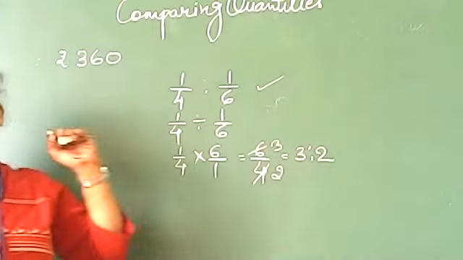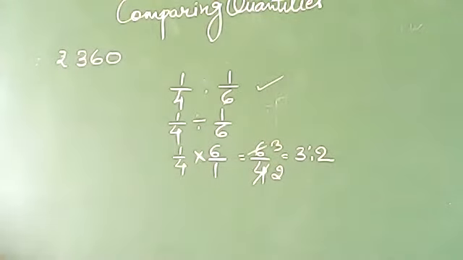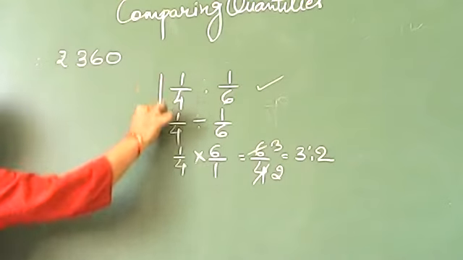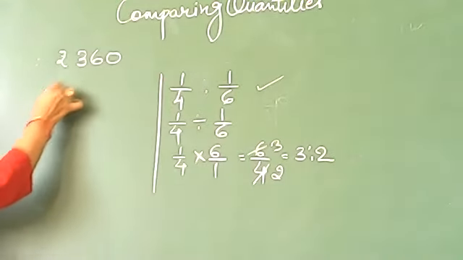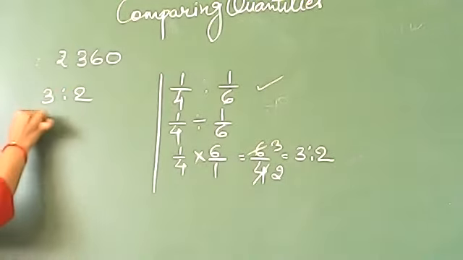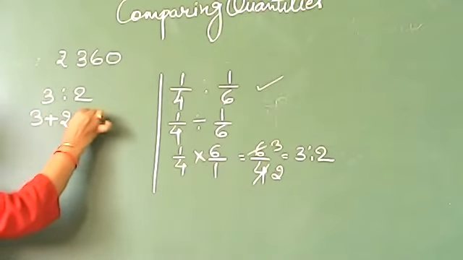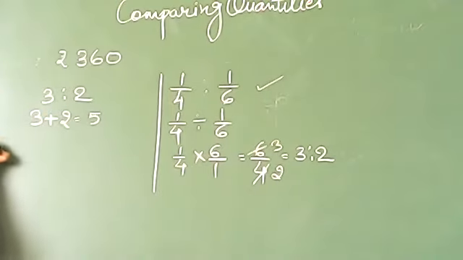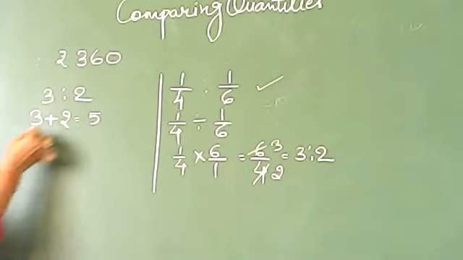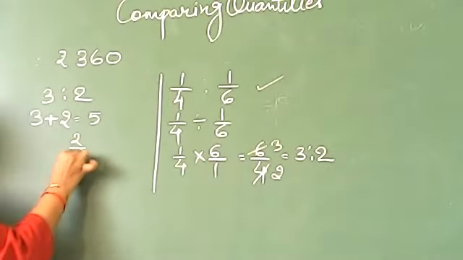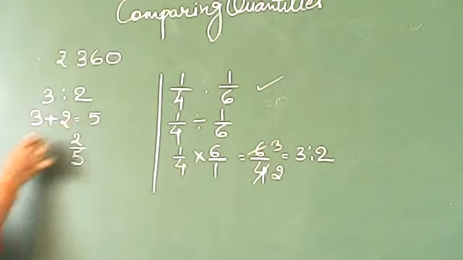Now the question became very simple. You have to simply divide 360 in the ratio 3:2. 3:2 means the total parts will become 3 plus 2, which is 5. The first part will become 3 by 5, the second part will become 2 by 5.